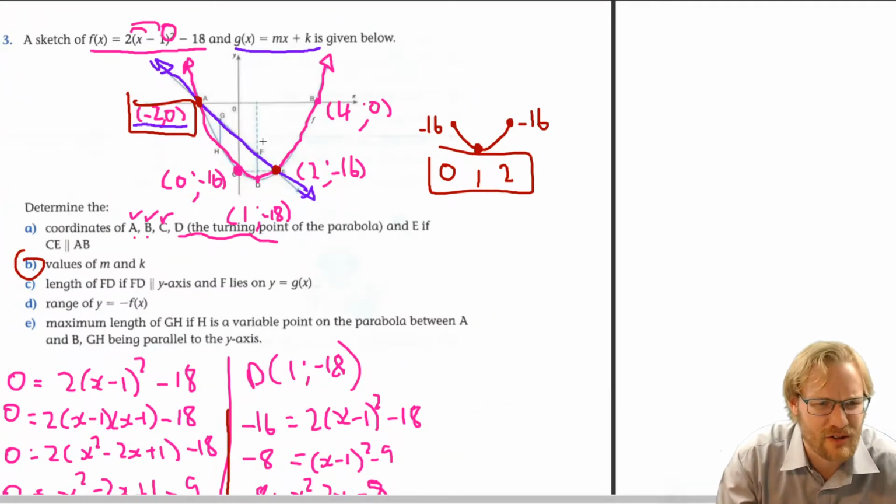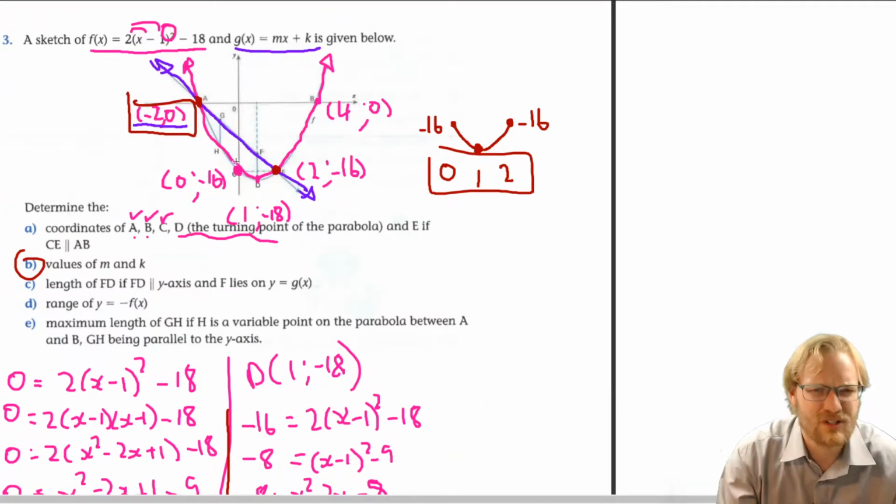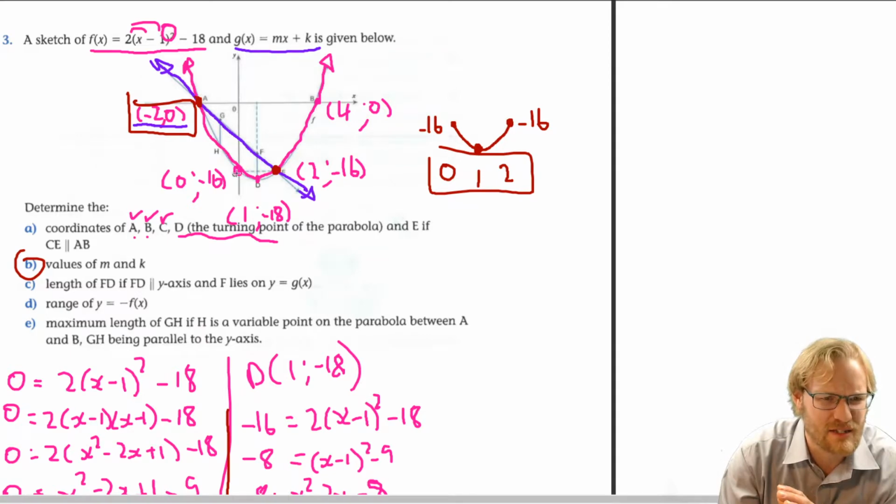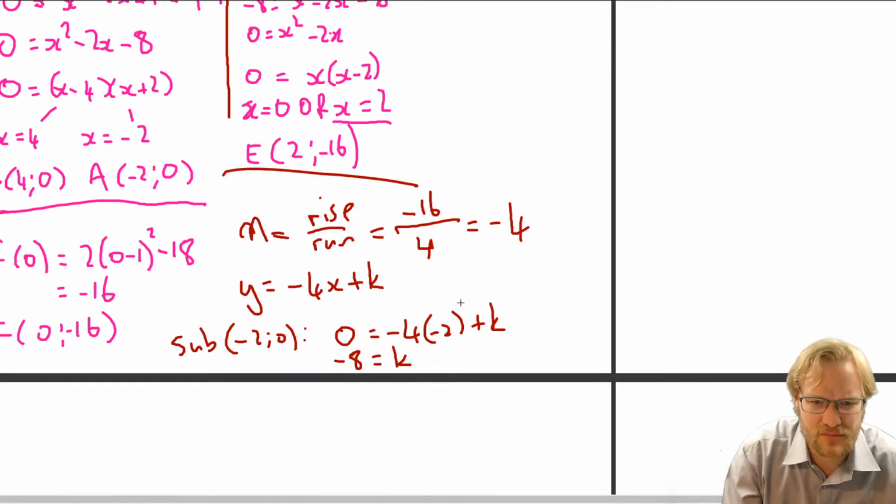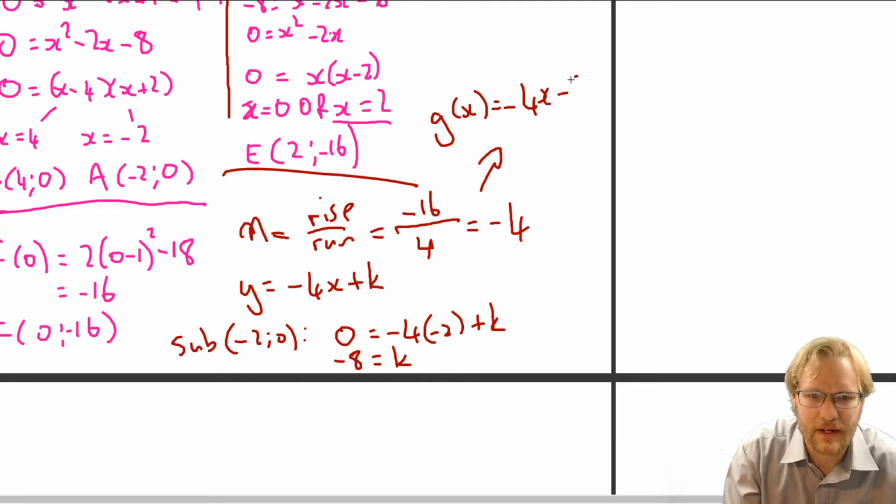Does that sort of feel right? Is that about negative 8? Diagram's not to scale, but it's definitely between 0 and negative 16. So there's our final equation. g of x equals minus 4x minus 8. Okay.